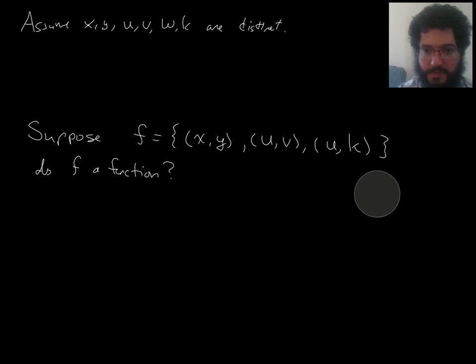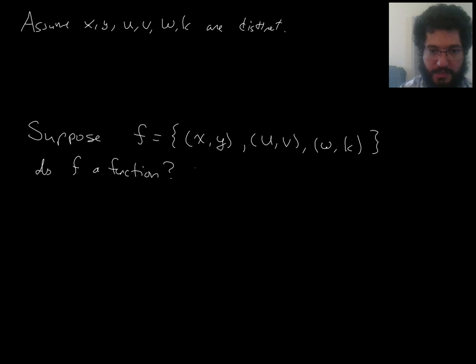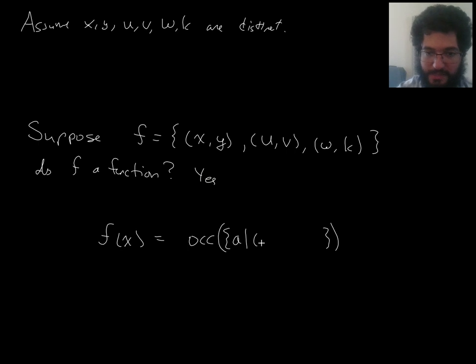Let's go back to the one that was a function and discuss evaluation. So let's go back to this one. This one was yes, a function, assuming these things are distinct. Then what would you say f of x is? So the definition is that f of x is the occupant of a certain set, right? It's the occupant of the set of, let me use a letter that is not being used here for the bound variable. How about a? The set of a's such that x comma a is in f.